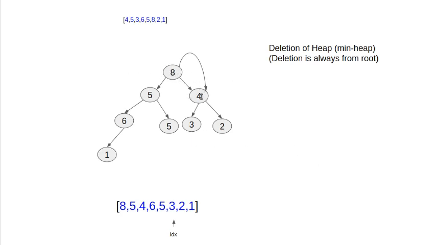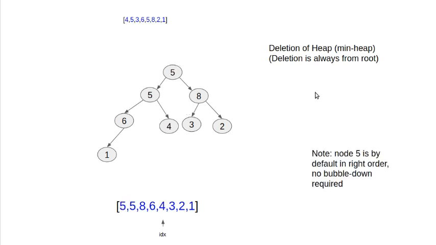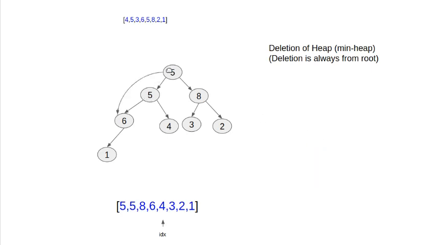So we did the swapping, now we do the bubble down approach. So 4 is smaller than 8, so it goes down, that goes up. It's done here. Now again we do the deletions. So when we delete, we compare with the 5. And then we swap. At this point, node 5 is by default in the right order, so we don't need to do any bubble down. That happens sometimes. In that situation, we just leave it as it is.